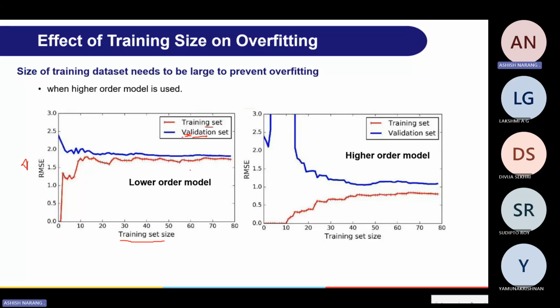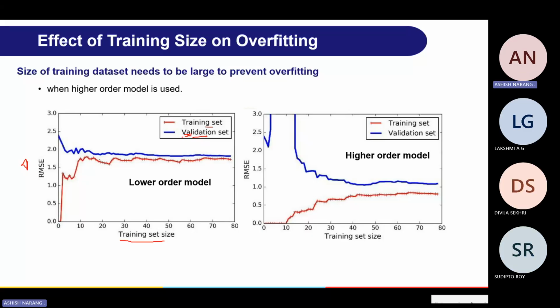Okay, now let's look at this particular model. The size of the training data set needs to be large to prevent overfitting. So when you have this large data set, the issue of overfitting is getting reduced, because with respect to the training and the test or validation set, the errors have come almost similar, right? With respect to training, this is the error. With respect to test, this is the error.